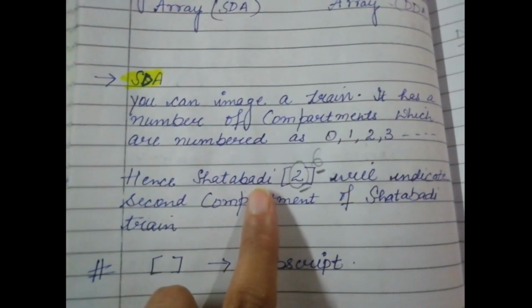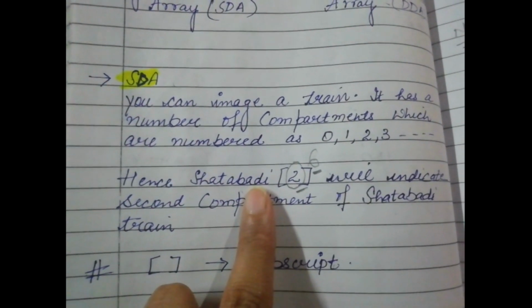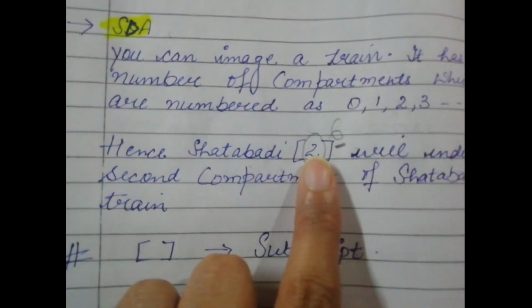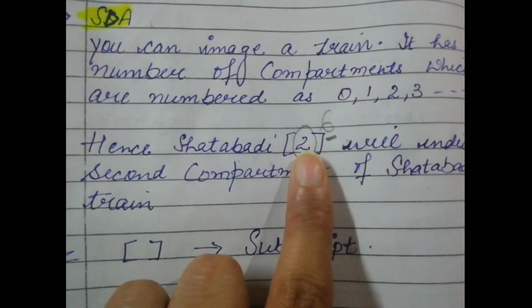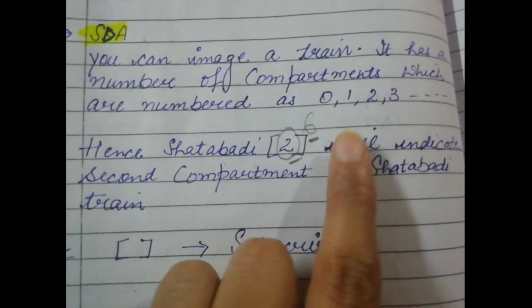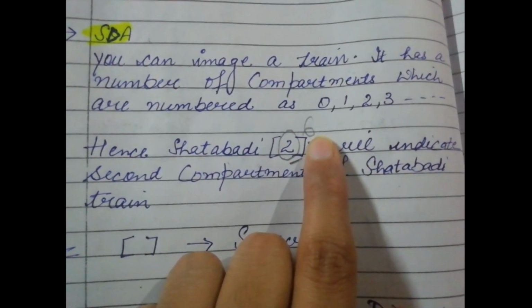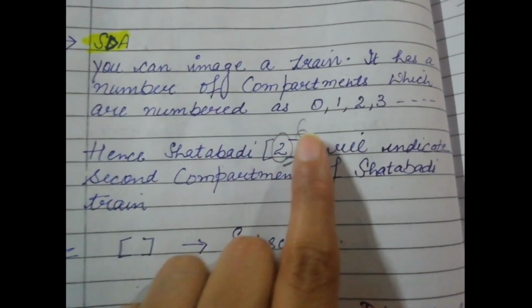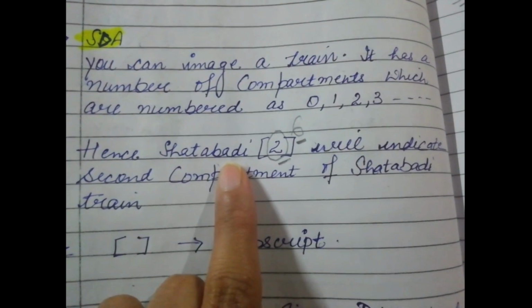That means suppose your train name is Shatabdi and 2 means that the second compartment of your Shatabdi train. If I'm writing 6, then what does it mean? That means 6th compartment of your Shatabdi train.